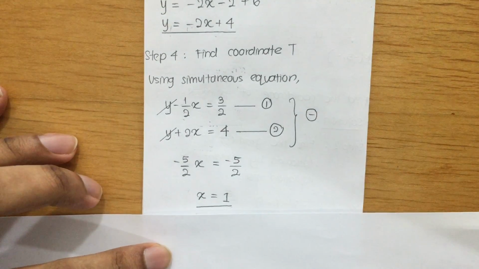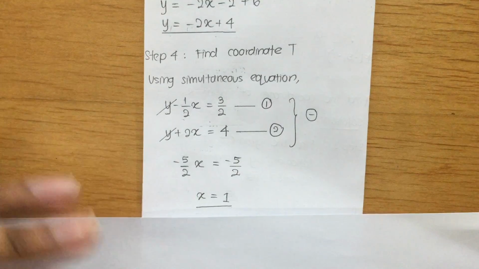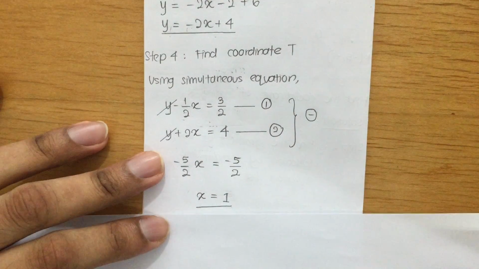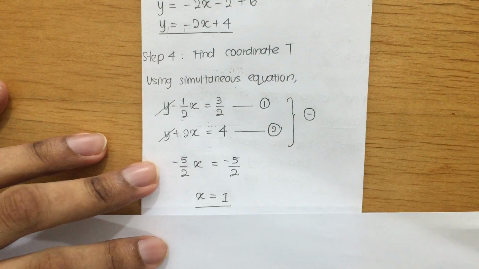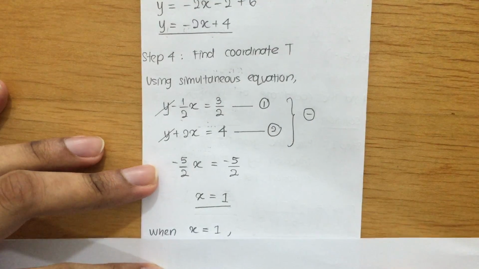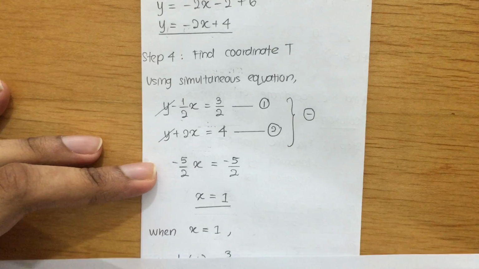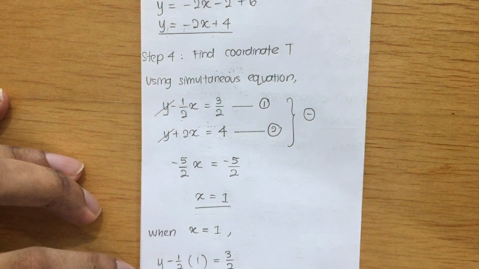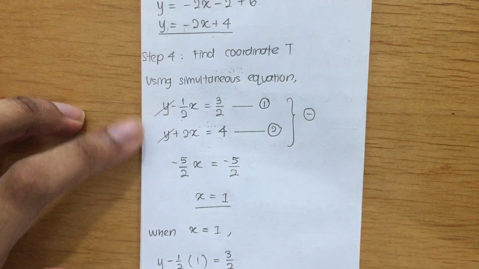Once you get your x value, you can substitute your x value into either one of the equations, guys. It's up to you. You can choose either one of the equations. So when x equals 1, y minus half x equals 3 over 2. I choose the first equation.